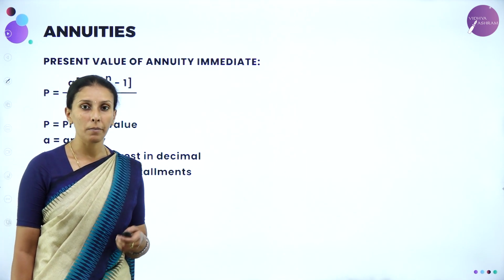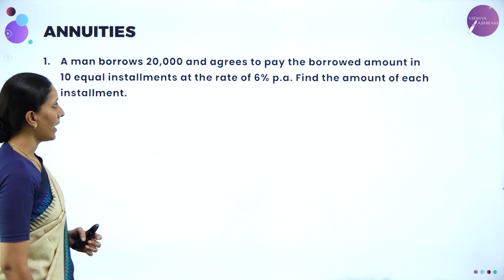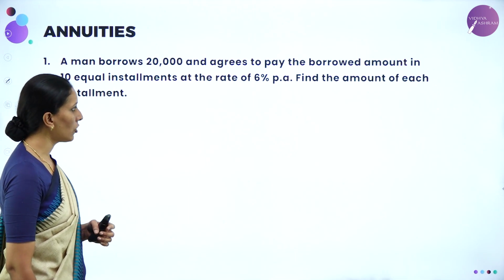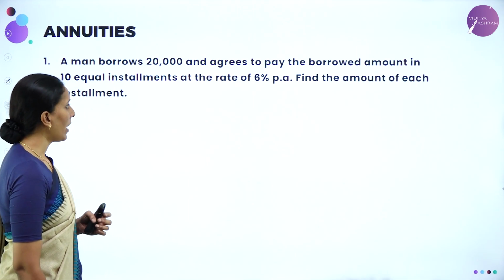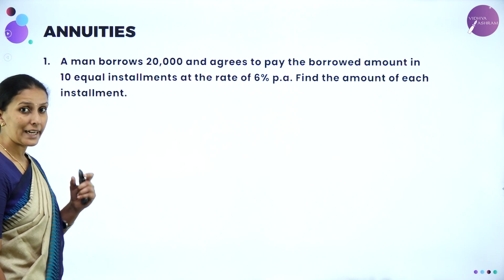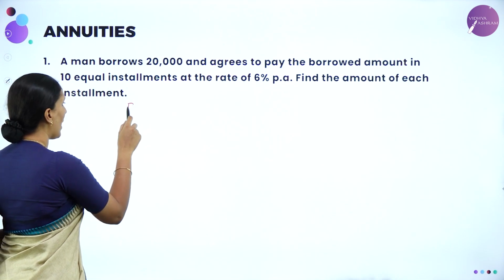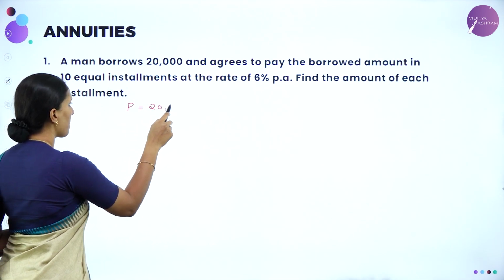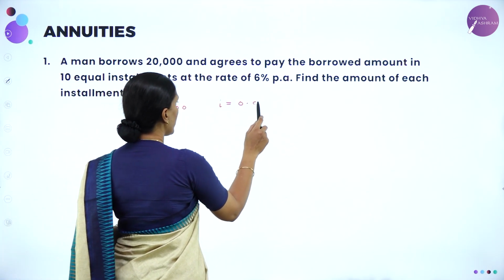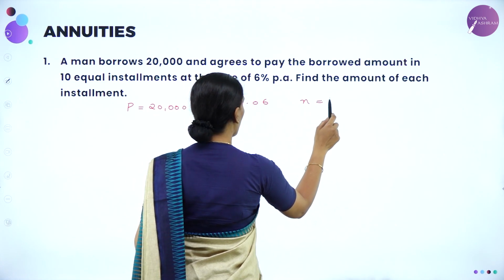Now let us take a problem related to the present value. A man borrows 20,000 and agrees to pay the borrowed amount in 10 equal installments at the rate of 6% per annum. Find the amount of each installment. So here we need to find A. A man borrows 20,000 means the present value is 20,000. The rate of interest I is 0.06 and the number of installments n is equal to 10.